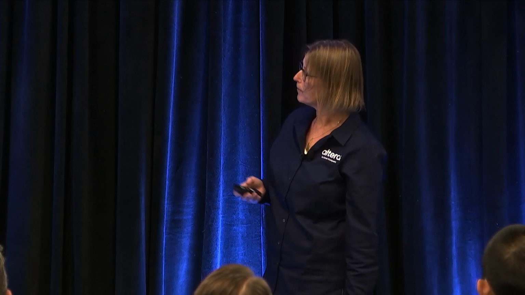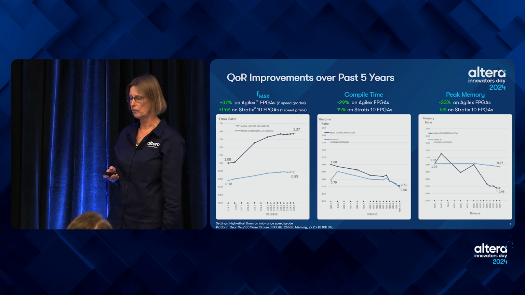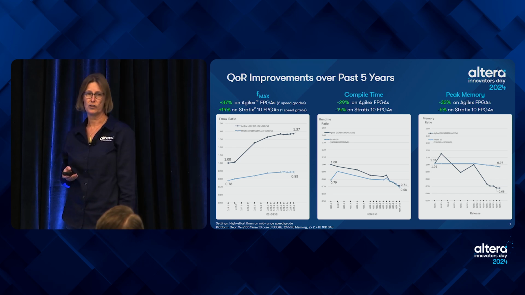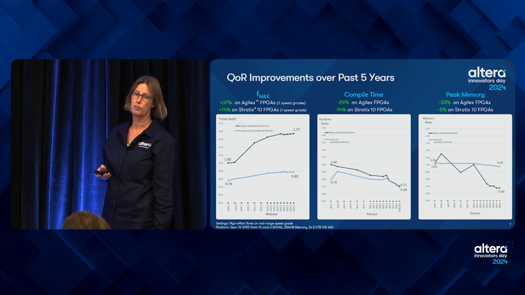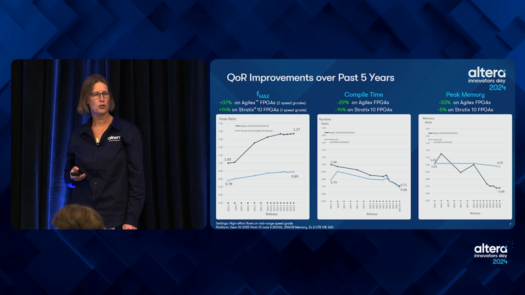So while we improved your Fmax significantly, we did actually also decrease the compile time for Agilex by 29% and StratExtend by 14%. And the peak memory also reduced by 33% for Agilex and 5% for StratExtend. And that allows you to basically compile the biggest design with 64 gigs of memory.